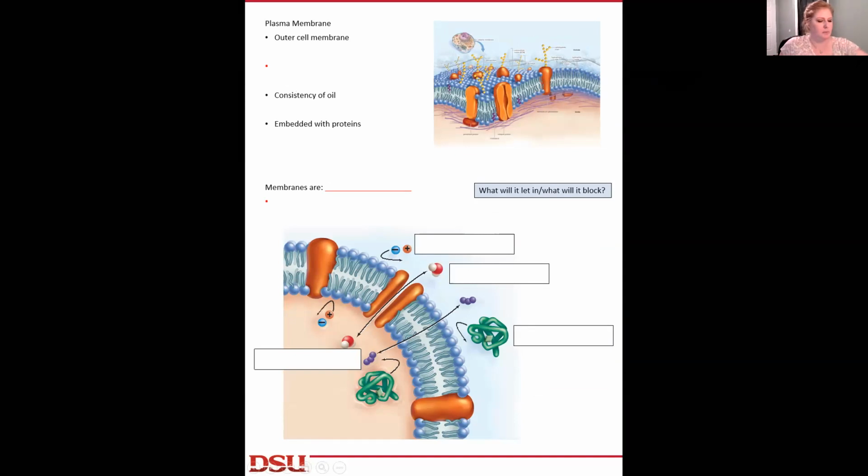So let's talk about the plasma membrane a little bit more. This should be a little bit of a review because we've kind of already talked about this membrane a little bit, but let's go over it here. So again, when it comes to the plasma membrane, this is the outer cell membrane for both prokaryotes and eukaryotes, right? And it's called the phospholipid bilayer, again, because of its construction.